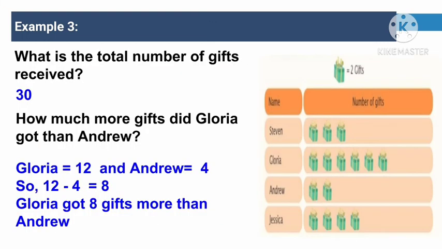Now look at the first question. What is the total number of gifts received? So just now we found out it is 30. Next question. How many more gifts did Gloria get than Andrew? So here when they ask for some comparison, you have to subtract, children. Gloria got 12 gifts and Andrew got 4 gifts. You have to subtract: 12 minus 4, 8. So Gloria got 8 more gifts than Andrew.